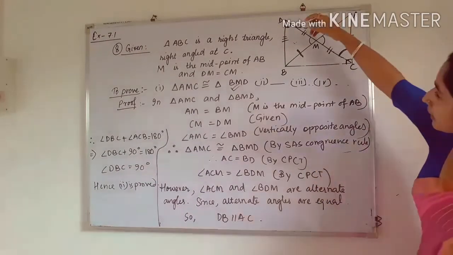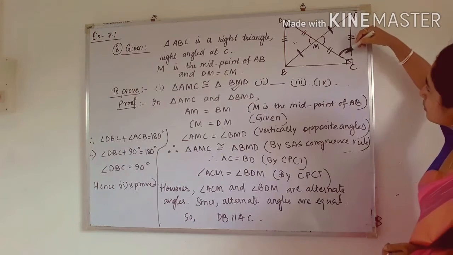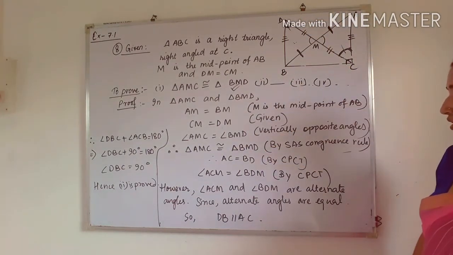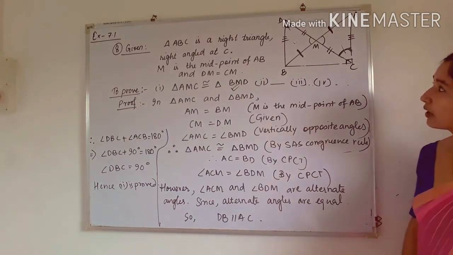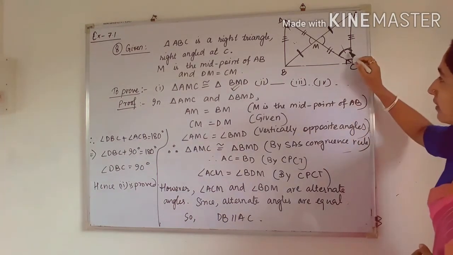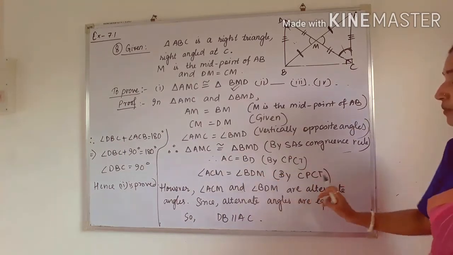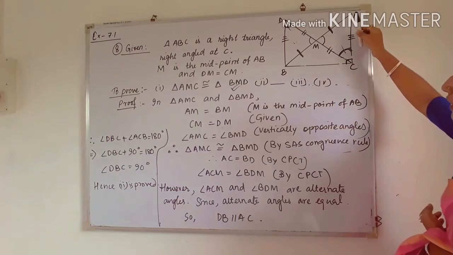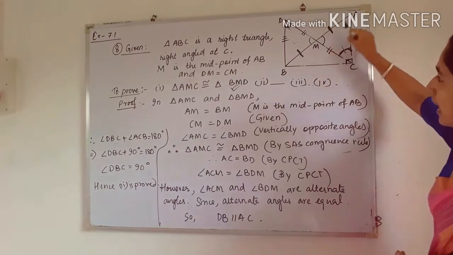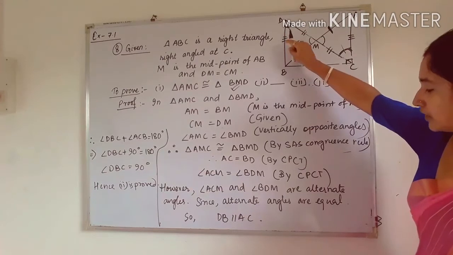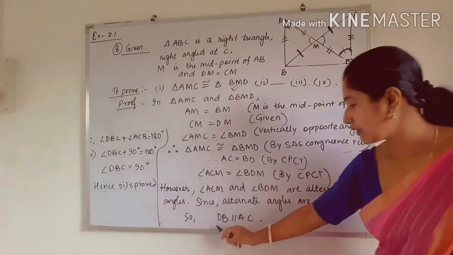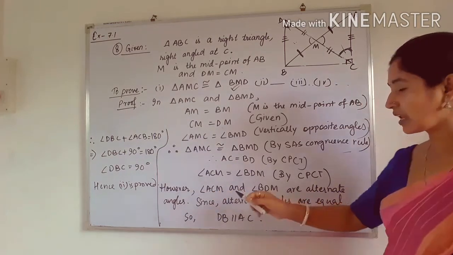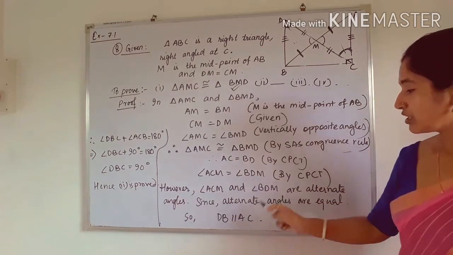However, these two angles, this one and this one, are alternate interior angles, and they are equal. By CPCT we have shown that they are equal. So if they are equal, what will happen? That means DC is the transversal, and AC and DB are parallel lines. Therefore we can write DB is parallel to AC. These lines you have to write.